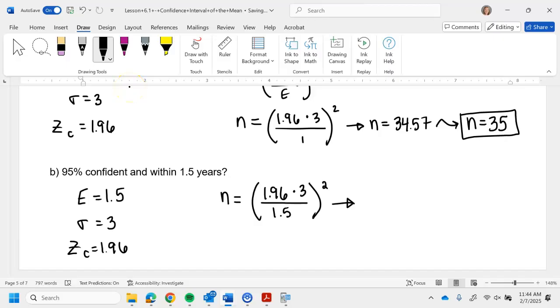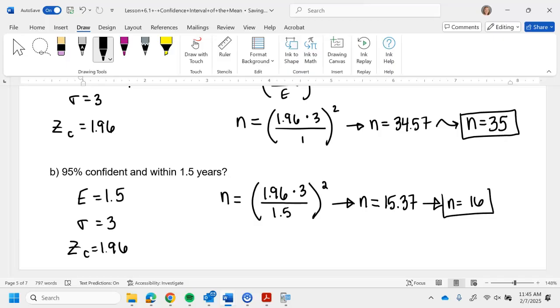Okay, when we multiply that, we get that my sample size is equal to 15.37. Okay, meaning we need at least a size of 16.